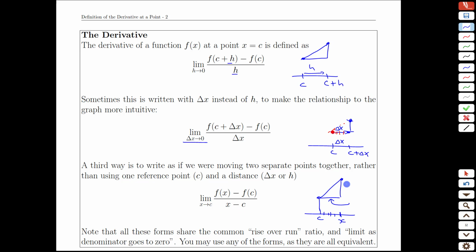And the denominator here is based on the run, which is literally the distance between those 2 points. So all of these formulations you may see in different scenarios, in different environments, different textbooks. They're all the same thing under the hood. If you draw the picture of all three of these scenarios, you get the same picture. It's just a question of how you define the variables. All of these also mean the derivative of the function f at a point C.